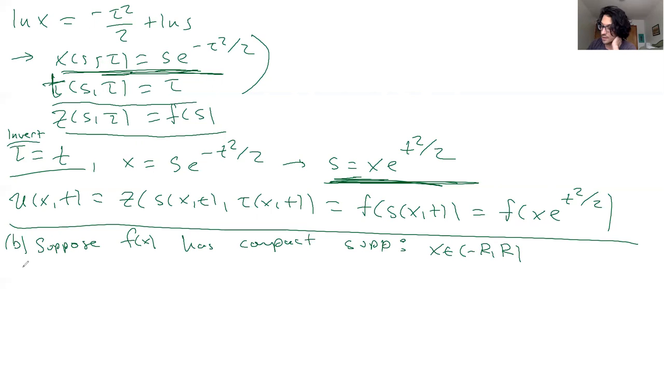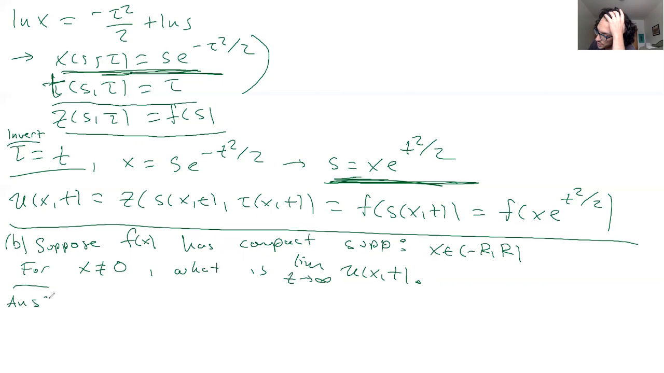And we say, for x not equal to 0, what is the limit as t goes to infinity of u of x, t? Just to jump to the ending, this is 0 as long as x is not equal to 0.